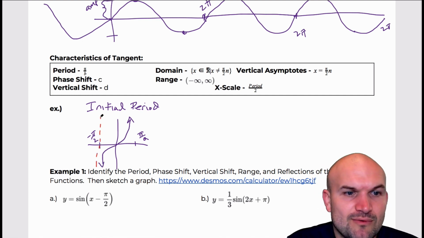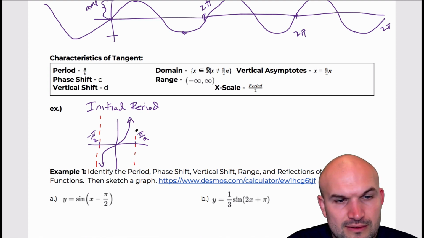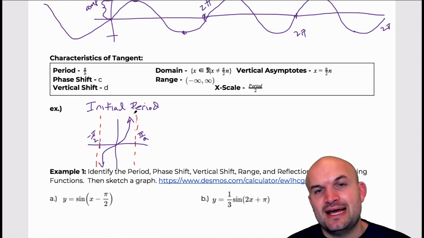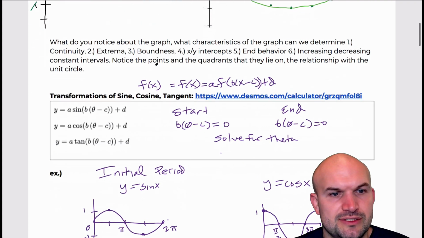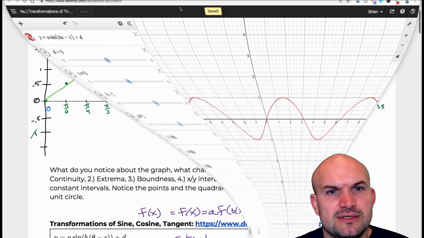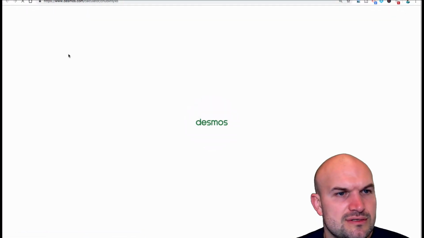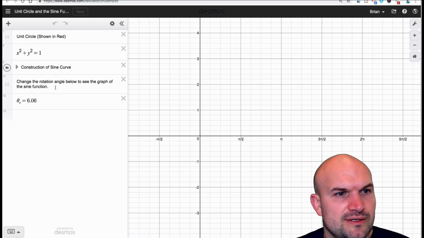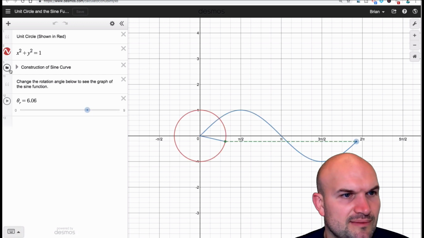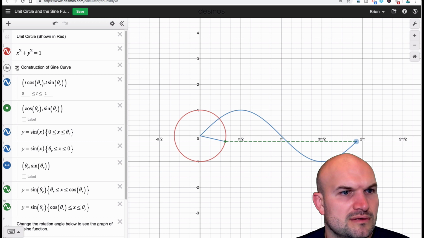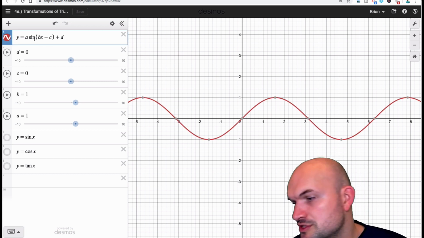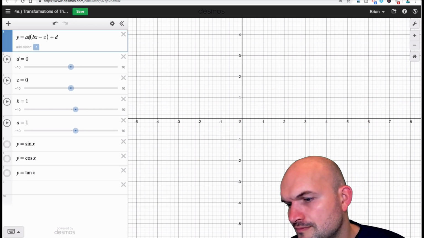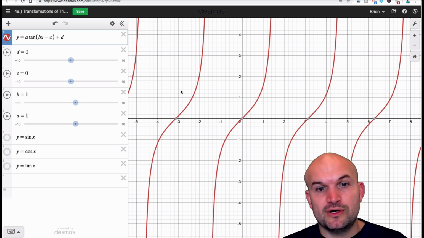Now, the reason why we have these asymptotes is, let's go and look at the initial period. Does it actually work on this one? Can I use any function here? Let me see. I don't know. Construction of the sine curve. I'm not sure about that. Okay, I don't know what I'm going to do with that. So let's go ahead with transformations. Let's use the tangent function. Okay, so here's the tangent function.